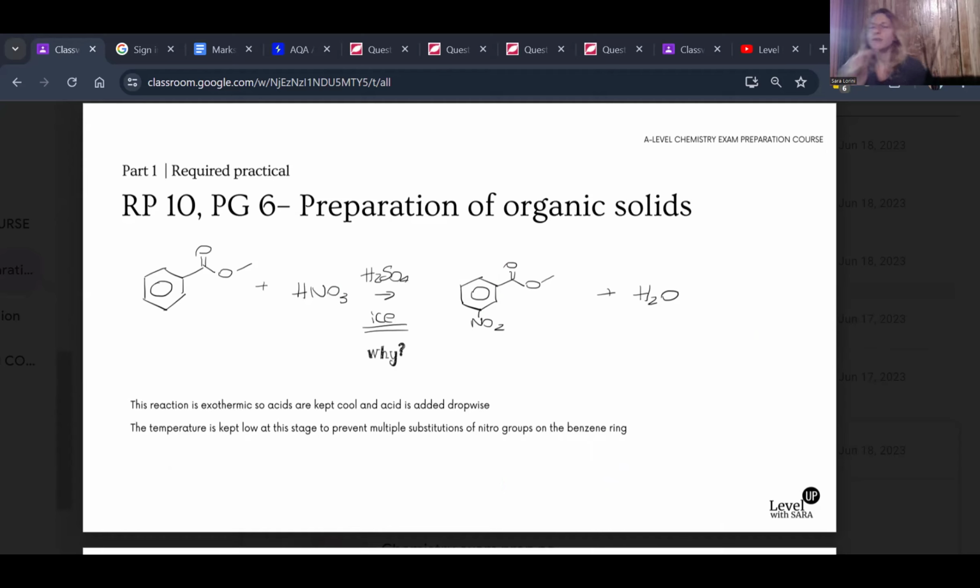So when you have a required practical and they ask you, for example, why it's in ice or to recognize the conditions, you always need to think if the reaction is endothermic or exothermic. If ice is used, it's very likely that it's an exothermic reaction. So if it's exothermic, the acid has to be kept cool and also added dropwise, because otherwise it would cause multiple substitutions. This is really the reason why the rate sometimes has to be kept low if it's an exothermic reaction. So this could be a very nice suggested question in a required practical.